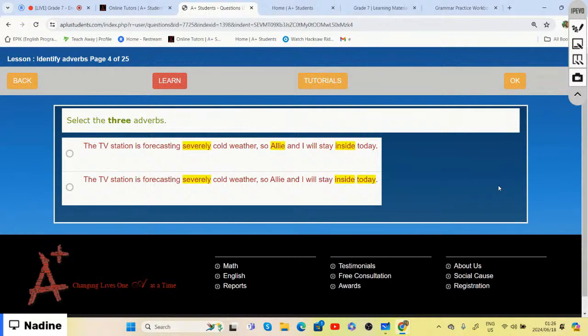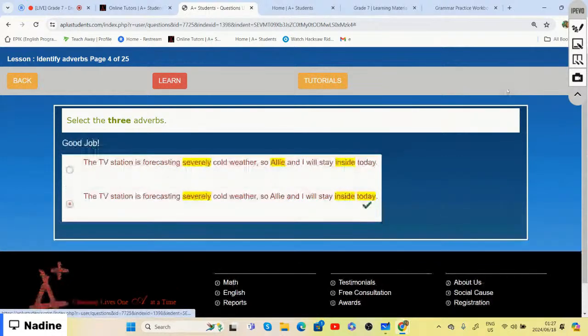And if we were to identify our adverbs by selecting the three adverbs within our sentence, then we'll go with option two, which is severely inside today.